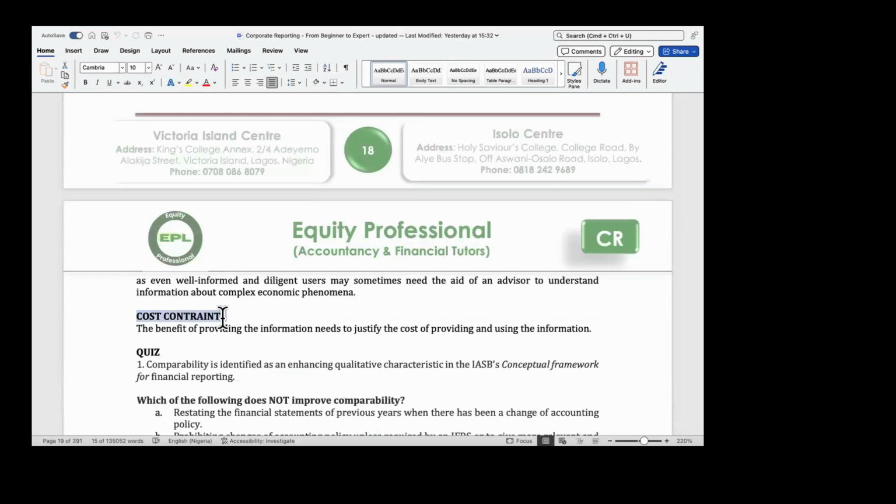So notably, there's something we call cost constraints. For all of these qualitative characteristics I've mentioned here, it is important that the benefits of providing information that meets these qualitative characteristics outweigh the cost. The benefit must be more than the cost. Okay? If it is the other way around, then it's not compulsory that you meet these qualitative characteristics. That's what the conceptual framework is saying. So ensure that the benefit of complying with these principles outweighs the cost. Okay, so that's the end of chapter 2.